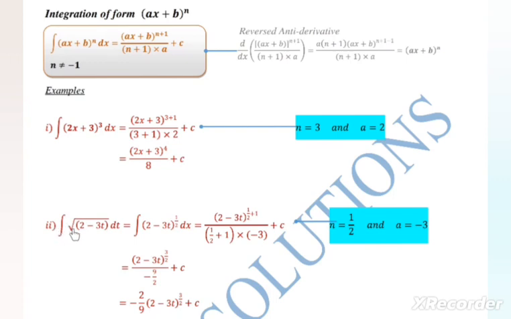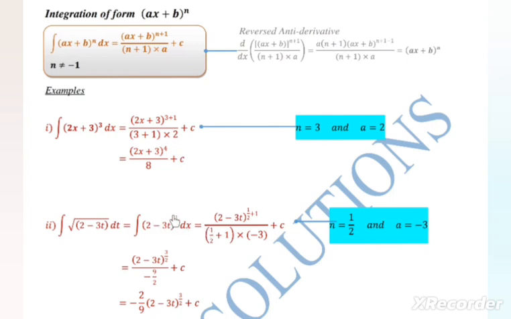Right, so let's go to this one, item 2. The integral of root (2 minus 3t) dt. This can be written as (2 minus 3t) to the power half. I'm very sorry, here it was supposed to be dt. Right, should be equal to.